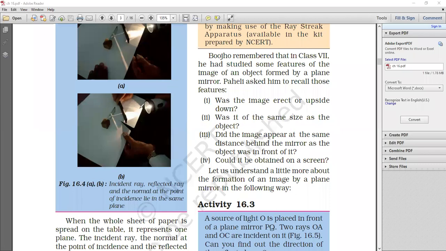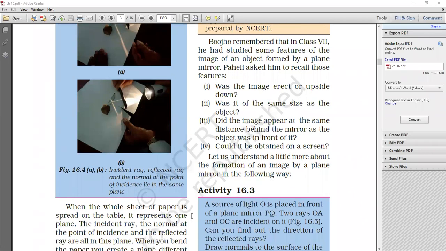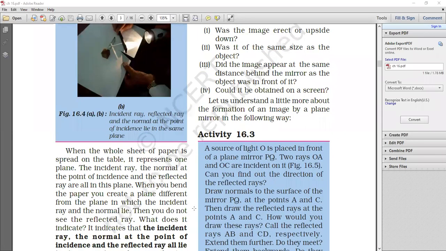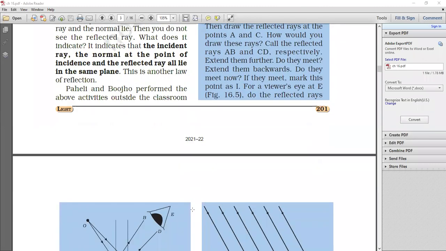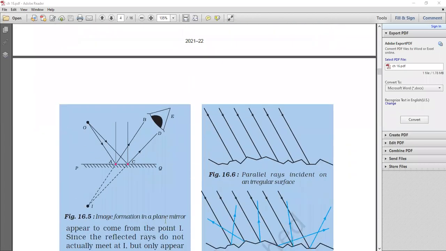Next one is lateral inversion present in a plane mirror. Lateral inversion means our left side looks like the right side in a mirror, and the right side looks like the left side. This phenomenon is called lateral inversion. Okay, so I think you understand all the plane mirror activity. Activity 16.3. Okay, one second. Activity 16.3.